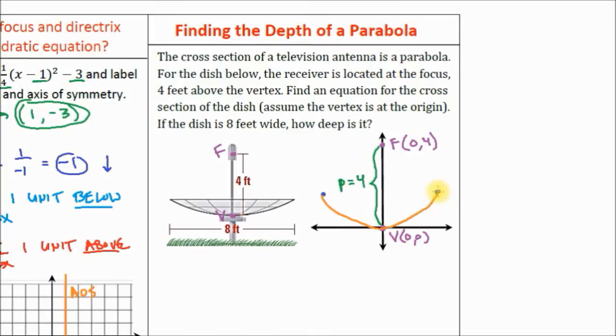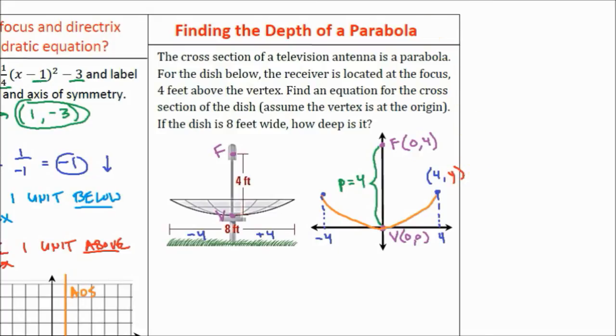Now we do know something about these points, class. If the parabolic dish, or the antenna, is 8 feet wide, that means that the x value of this point right here is 4. And the x value of this point right here is -4, because we go 4 feet this way and we go 4 feet this way. So we know something about those 2 points. In fact, I can label this one right now. I know the x value is 4. What I don't know is the y value, and that's what we're going to have to find out.